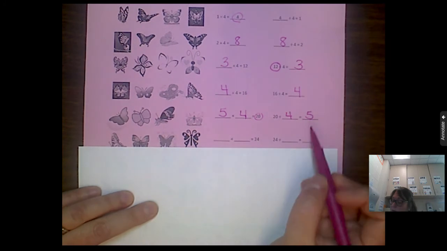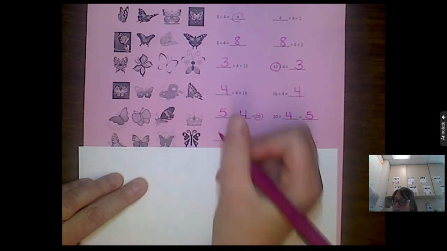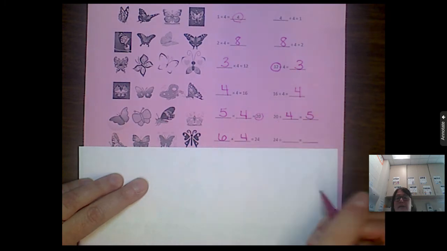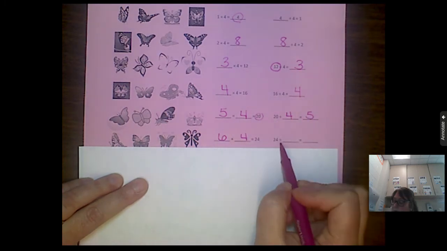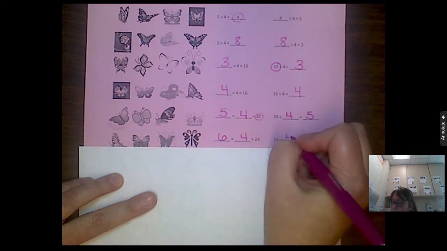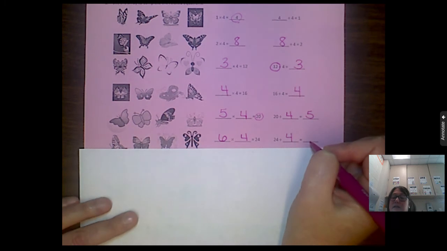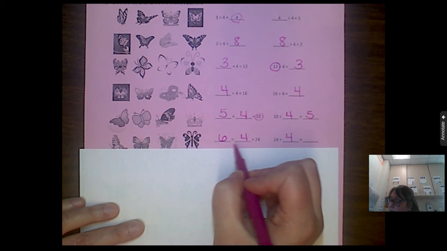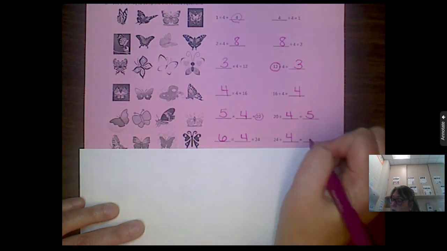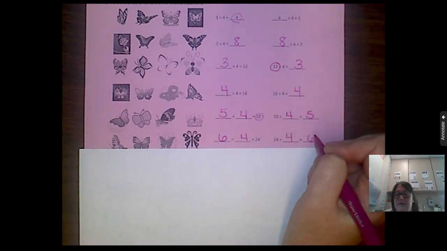Okay, so next we have 6 rows, right? Because we are adding a row each time. So this would be 6 times 4 is 24. And then we would have 24 divided by 4, because we're dividing by the number in each row. What would that answer there be? What did you put? 6, right? Because I'm using the same fact family. I have a 4 and a 6. Nice job. Okay, moving on.